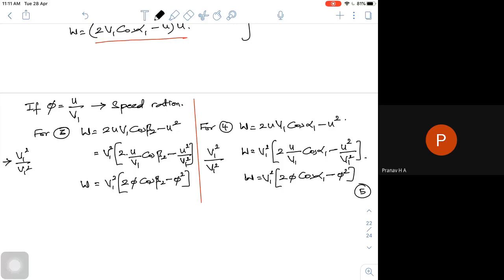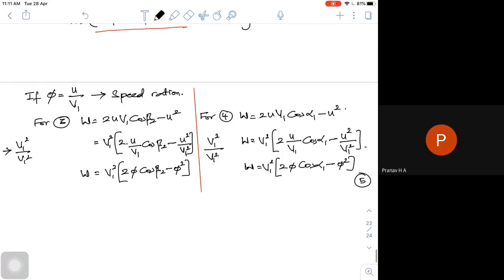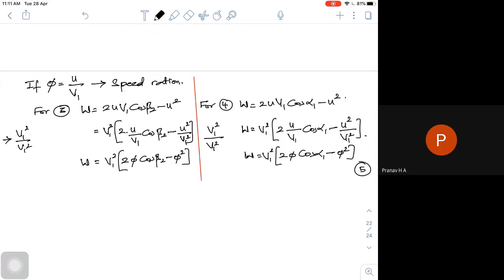How can I maximize this? For a given beta, and for a given alpha, how can I maximize this? If I want to get the maximum of this particular thing, what should I do? dW by d phi and equate it to 0. Here also dW by d phi and equate it to 0. If I do that, I'll get the corresponding maximum, W max.